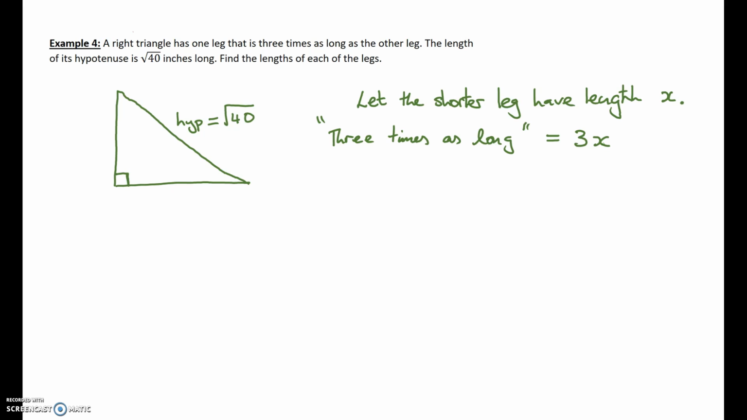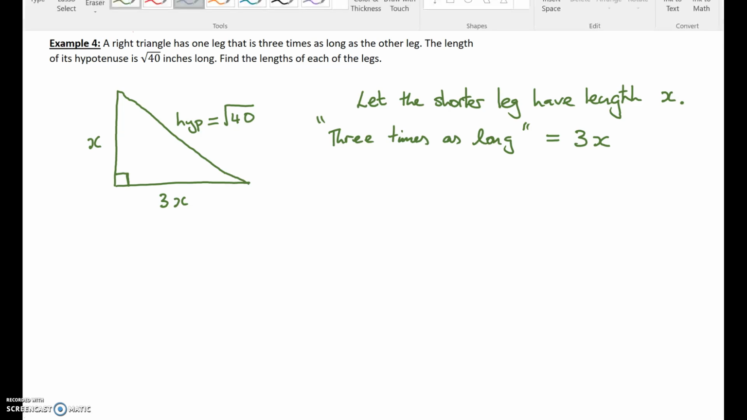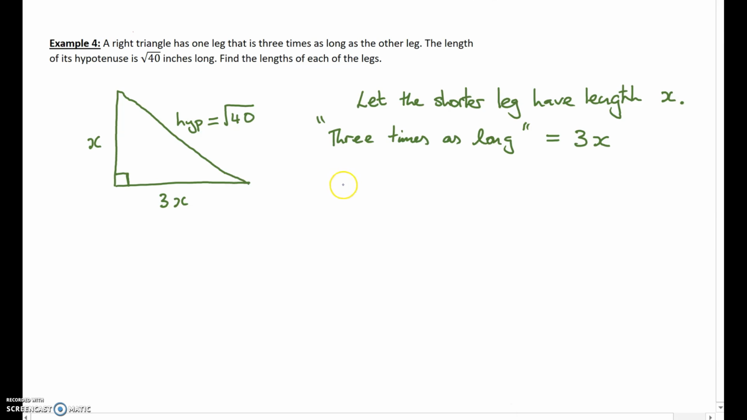So find the difference. If it's 3 times as long, then that would be multiplication, so 3x. If it was 3 inches longer, that would be 3 plus x. So just be careful of the language that's used. One leg has length x, the other leg has length 3x. Okay, so that's the setup, and then we can move on to the problem.